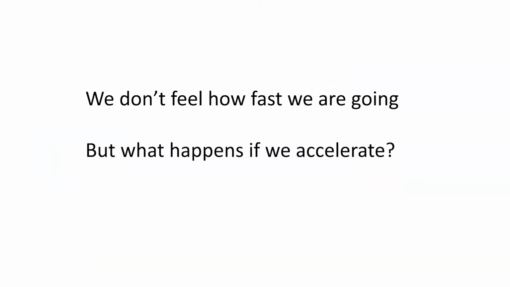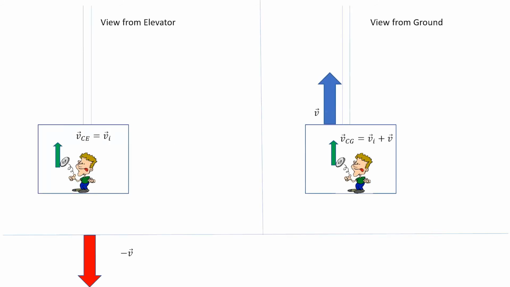What happens if we accelerate? Something strange. Let's see. So here we are, view from the ground again. And from the ground, we see the elevator accelerating upward. That's what the elevator is doing. So as it accelerates upward, we write the same kinematic law we wrote before. The coin has the same speed relative to the ground it had before.